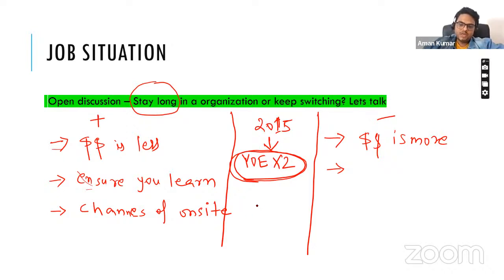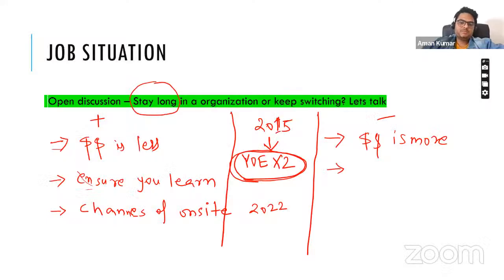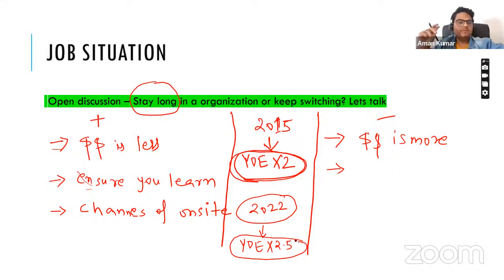But now as we are in 2022, what I'm seeing is people in other domains also, forget data science, are getting good pay. With the current job market, I think 2.5 is not poor, not bad. 2.5 is not high also. 2.5 is decent. So 2.5 is like 25L for a 10-year guy.